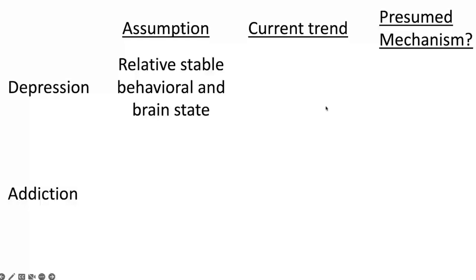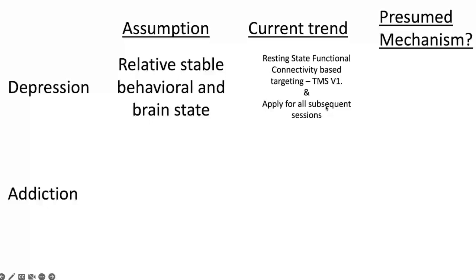Next. Thank you. And so what we see in the TMS world is that the current trend is to do targeting using resting state functional connectivity. The assumption there is that this is a picture of the brain in a fairly stable state. We can have a separate discussion on whether or not resting state is a stable thing, but that's the idea: somebody comes in, you take a picture of their brain in resting state, and then you use that to figure out where you want to position your TMS coil. And you do it one time, and then you apply it for all sessions.